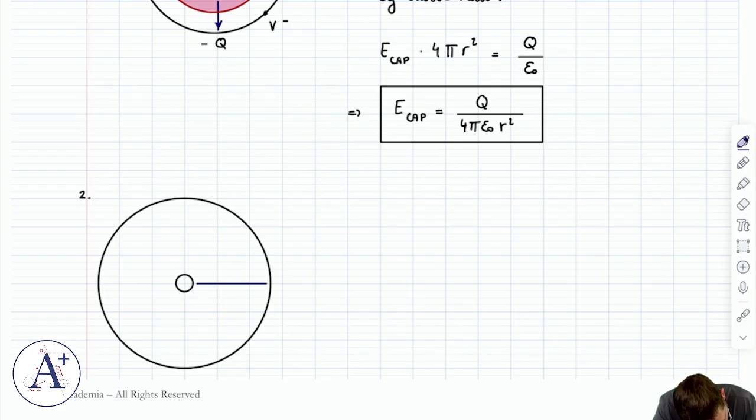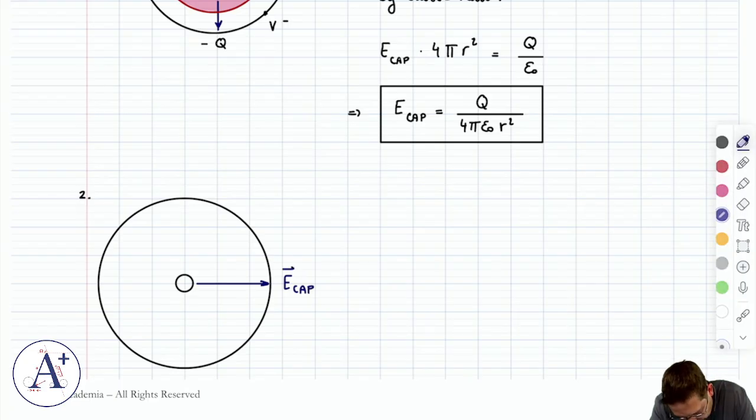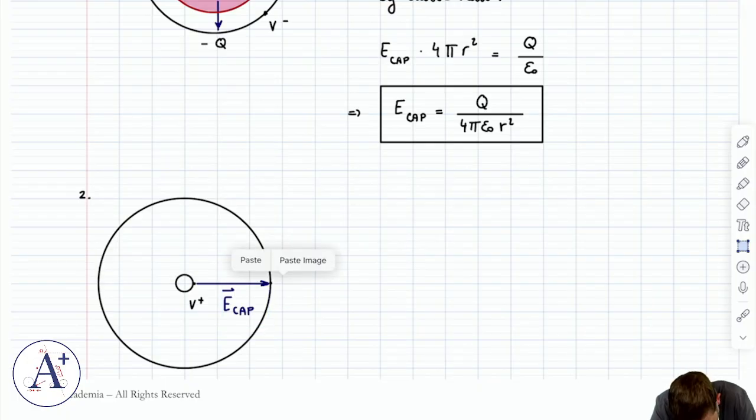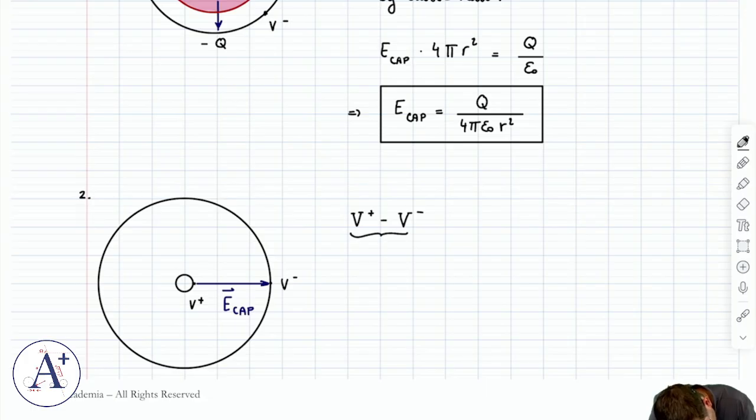So my electric field is radially outward. This is E cap, and I know its magnitude. If this here is V plus, and right here I have V minus, then I want to compute V plus minus V minus. This difference in potential is V cap. It's the voltage across the capacitor plates. Well, it's going to be minus the integral from minus to plus of E cap dot dr.